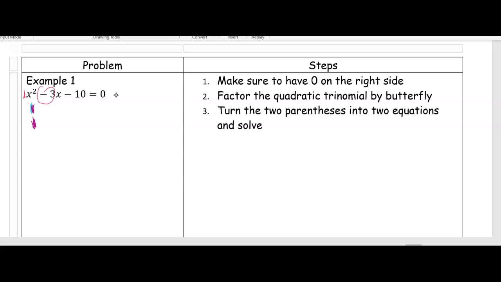And the last number is -10. Don't forget the sign. Okay? So who times who gives you -10? So first you have to know it is one positive number and one negative number multiplied together, right? So let's try 2 times -5. That gives you -10, right? You can try different pairs, but your goal is to get the middle number, which is -3.